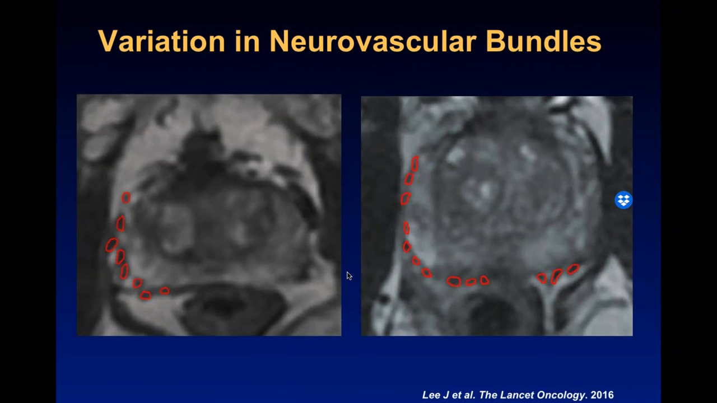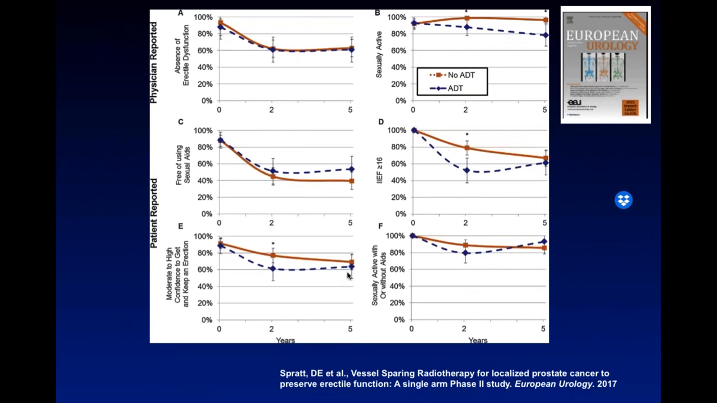are following treatment. Here is some further data both from patient-reported and physician-reported outcomes for the absence of erectile dysfunction using sexual aids or moderate to high confidence to get and maintain an erection. So you can see this with both androgen deprivation therapy and no androgen deprivation therapy out to 5 years.